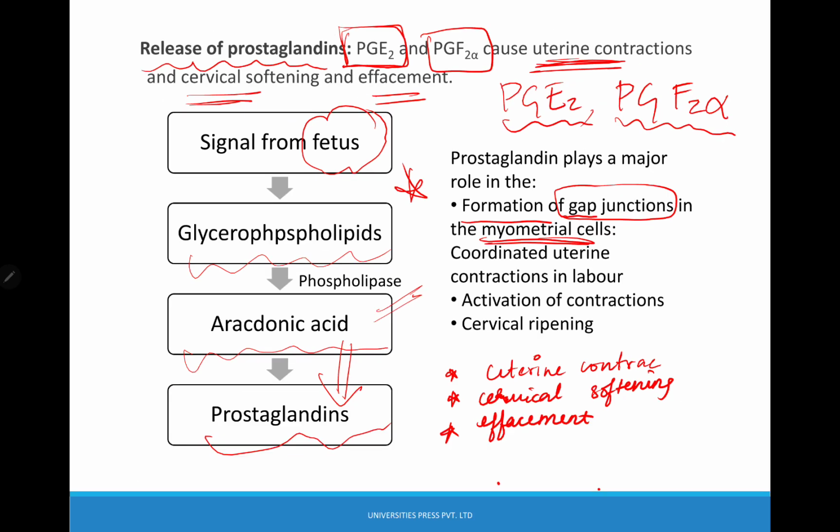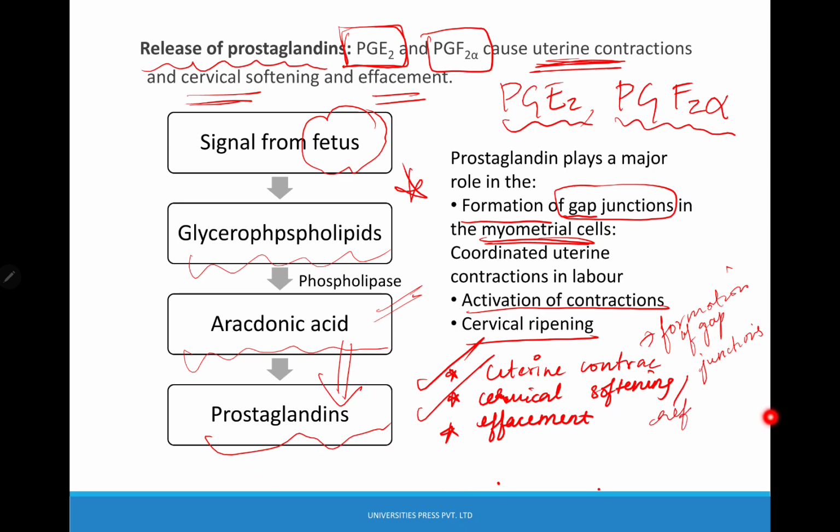Now there is a coordinated uterine contraction in labor, activation of contractions, and cervical ripening. So the very important 3: what is the role of prostaglandins? Uterine contraction. How? By the formation of gap junctions, uterine contractions are going to occur. And second one is prostaglandins cause cervical softening, otherwise known as ripening. And third one is effacement.